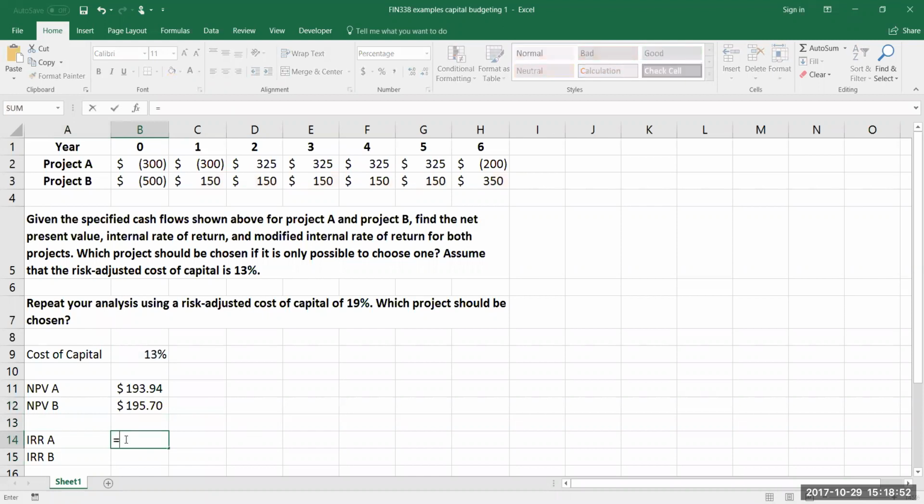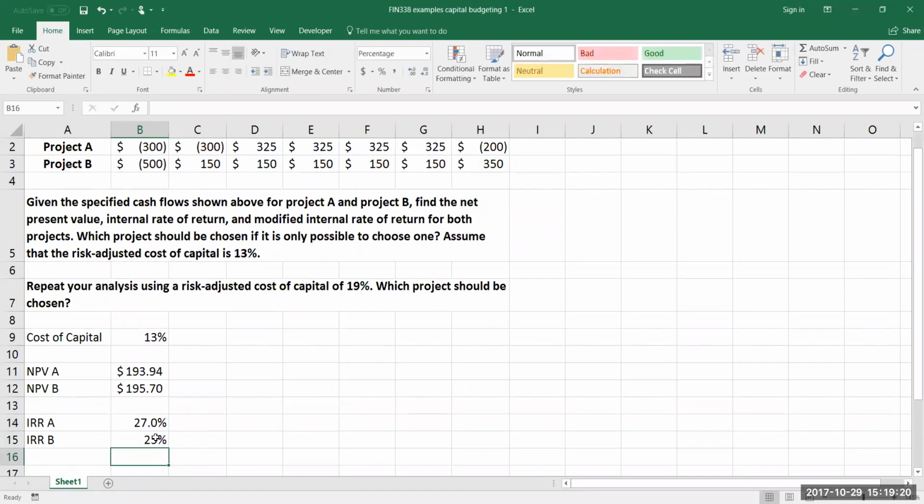In the case of the IRR, the formula is IRR. And in this case, we actually highlight all the values. So year 0 all the way through the end. That'll give us the internal rate of return for project A. And then we'll do the same thing for project B. Highlight from year 0 all the way through the end. Close parentheses. There we go. And to keep things consistent, let's move that out of decimal place. There we go. So in this case, project B has the slightly higher net present value. Project A has the slightly higher IRR.